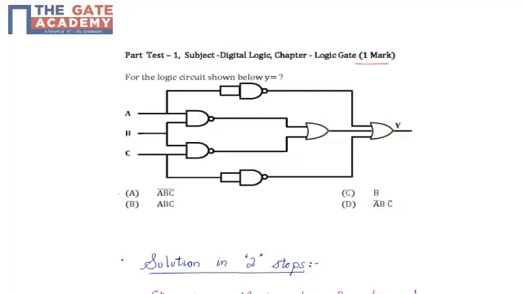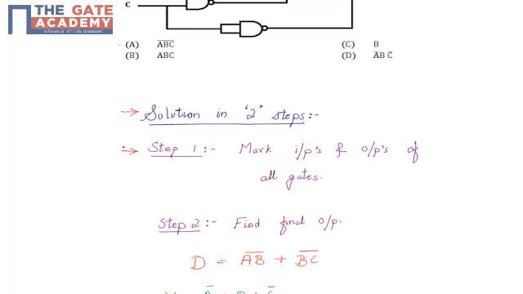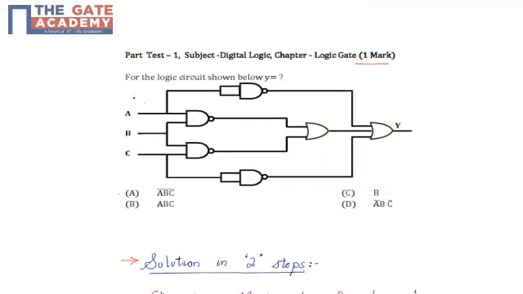When such kind of questions are given to us, we would have our solution in 2 steps. My first step would be marking my inputs and outputs for all the gates. For my first NAND gate, both the inputs are A, and my output for this would be A bar.